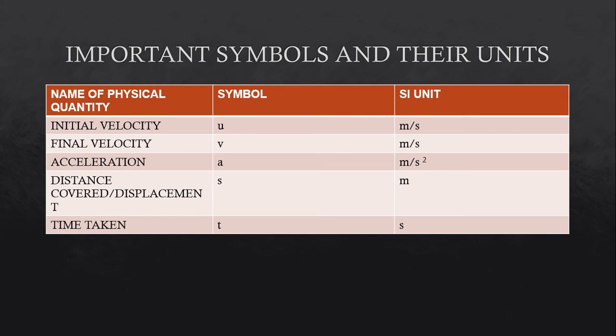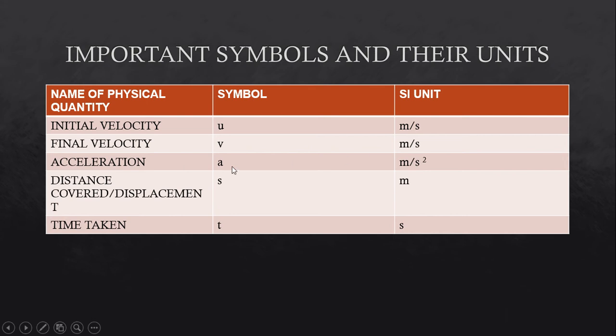Initial velocity can also be expressed in bigger units like kilometer per hour, but as per the requirement, we can convert into meter per second. Final velocity, it is given by the symbol small v, and SI unit is meter per second. Same here, the bigger unit can be kilometer per hour. Sometimes it can be even meter per minute also. But when you are expressing these things in SI unit, you need to use meter per second as a unit.